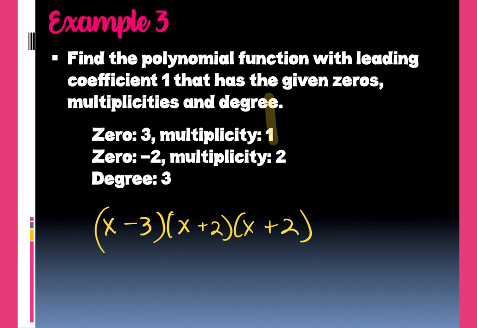at the end, my equation should be an x to the third. So already I know my first term should be positive x to the third, because it's got to be a leading coefficient of 1, and it's got to be an x to the third, okay? Now I can multiply these out.